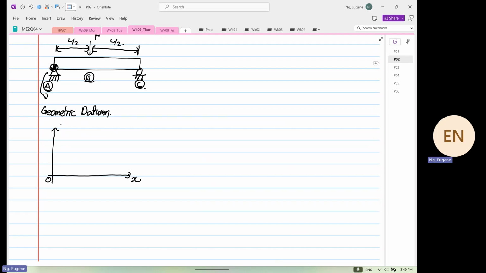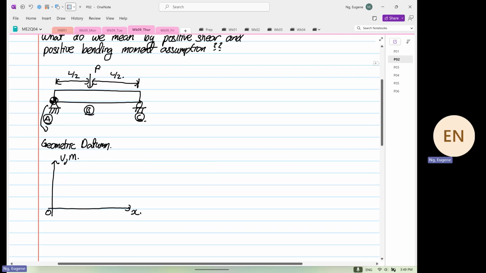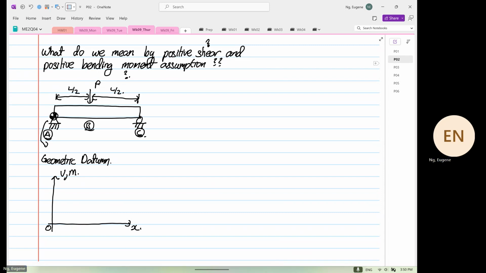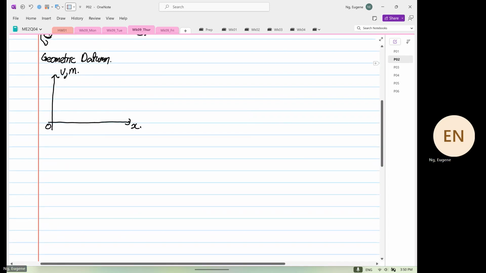Always start from the left-hand side, and you have a shear force and you have your what? Bending moment. Okay. More importantly, what do we mean by positive shear and positive bending moment assumption? What do we actually mean? Okay, so it means like this.